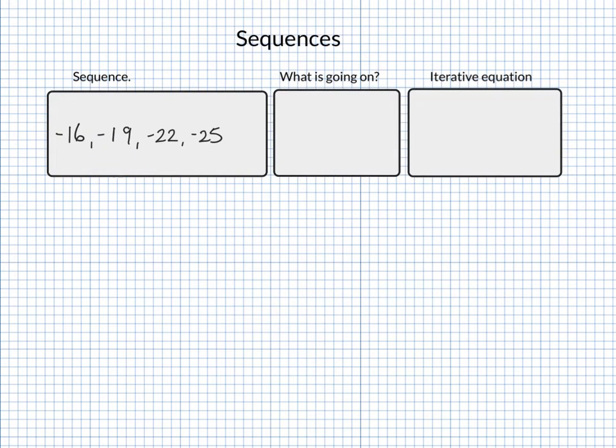So this type of question here, we know that we're going down by 3. We're subtracting 3 from each term, negative 16 to negative 19. So we then have the next term equals the previous term minus 3. And we put that into iterative terms. We know that the next term is Tn, and the previous term is Tn minus 1, minus 3. Fairly easy stuff, and not too bad.